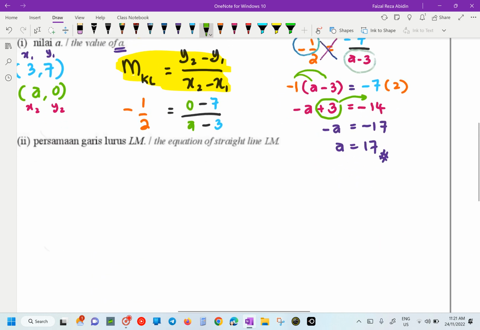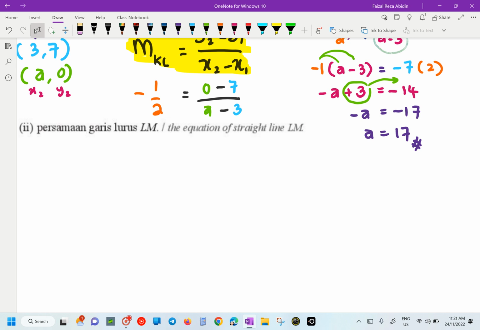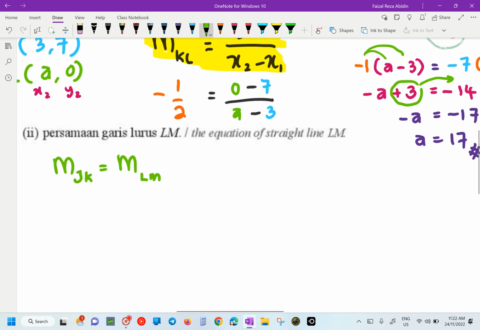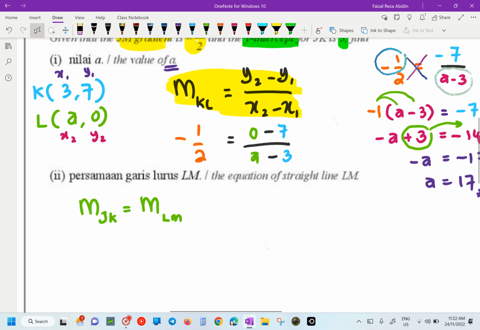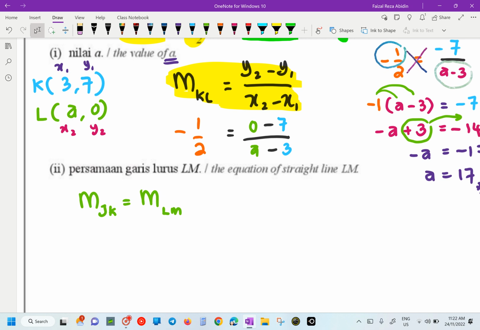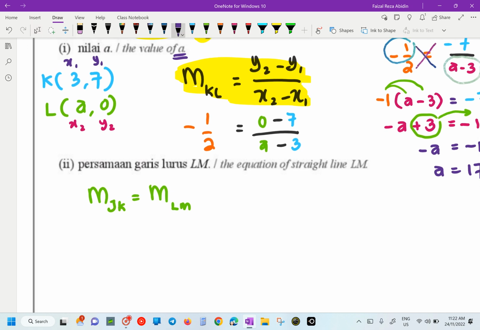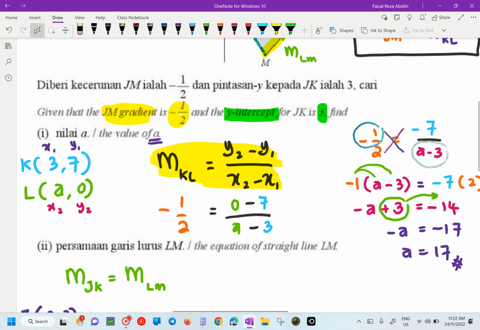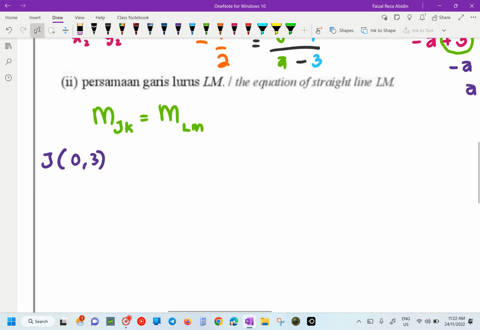Somebody asking, why did we want to find JK? The question said LM. Because the gradient of JK, you are going to get equals to the gradient of LM. So I'm going to find the gradient for JK by using the formula. Tell me the J coordinate just now. From our diagram, J is 0, 3, K is 3, 7.